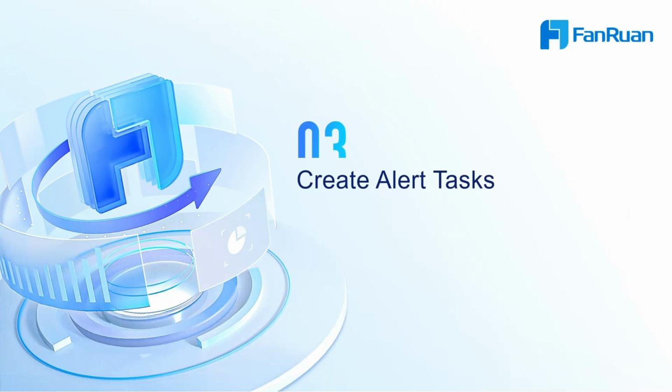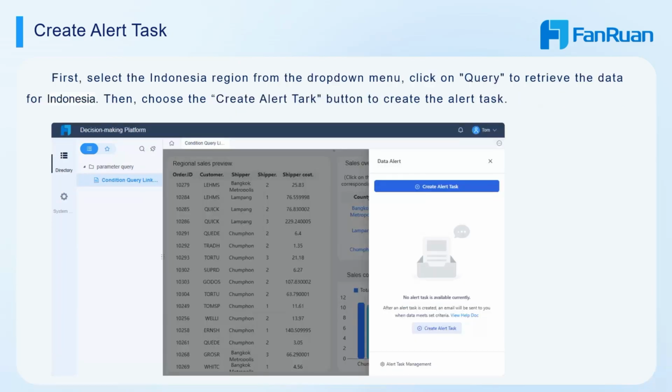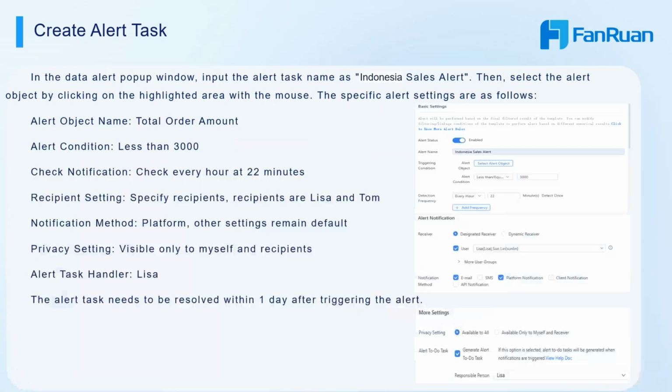After completing the privilege configuration, we use Tom's account to log into the Data Decision System. We can view the conditional query and graphical report in the directory. The Data Alert button will appear in the preview interface. We select Indonesia from the drop-down box of the report to find out the corresponding data. Then click the Data Alert button to create an alert task.